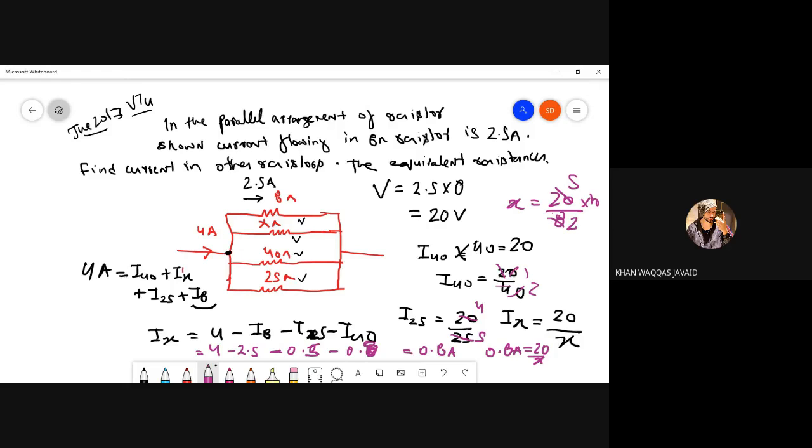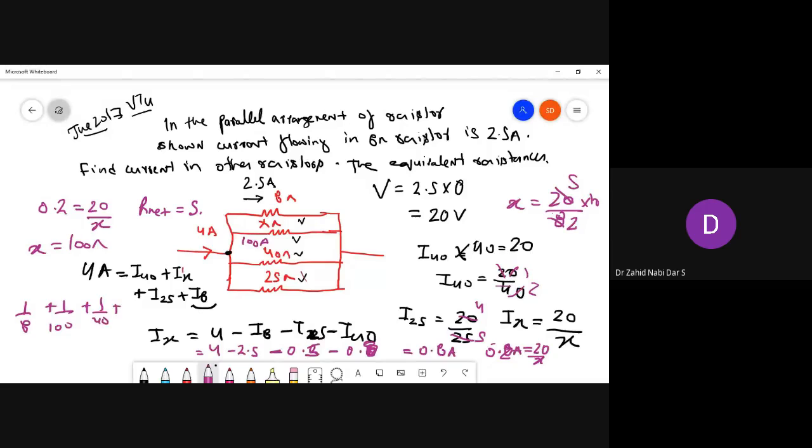Hello, yeah, tell me. So Ix is equal to 0.2 amps. So 0.2 is equal to 20 by X. So this is equal to 100 ohms. And R net, you know that this is 100 ohms. R net would be equal to 5. Okay, so this is a parallel combination. You can write 1 by 8 plus 1 by 100 plus 1 by 40 plus 1 by 25.